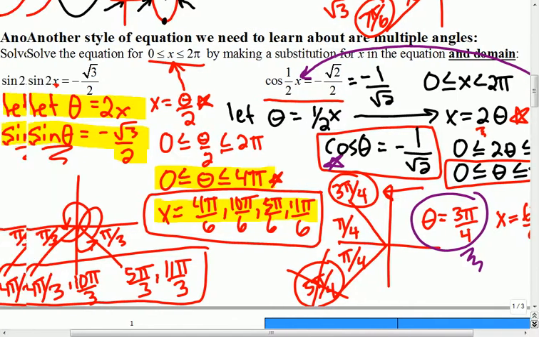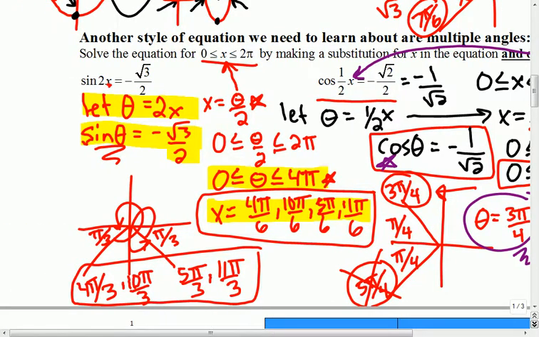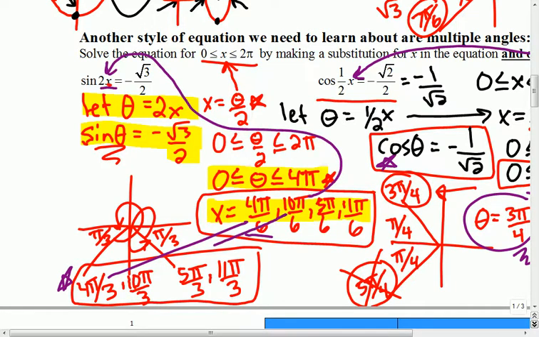Same thing over here. These are the answers that we worked out. If I put in 4 pi over 6 and I double it, that means I'm going to be at 4 pi over 3. So they do line up. 10 pi over 6, if I put it in for x, that becomes double, which becomes 10 pi over 3. So every one of these answers lines back up to the original. That's how we know we've done this conversion properly.